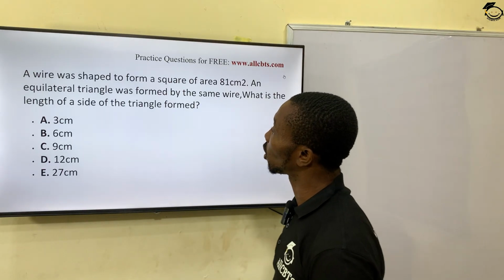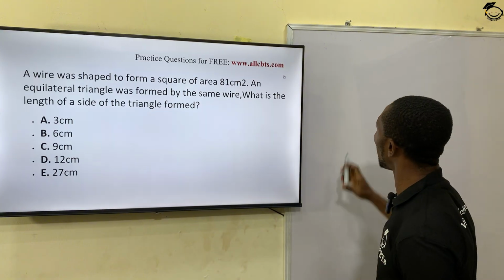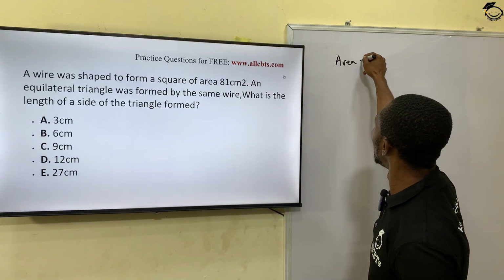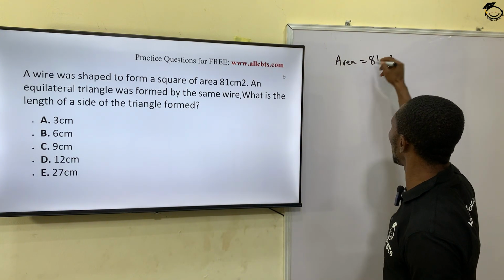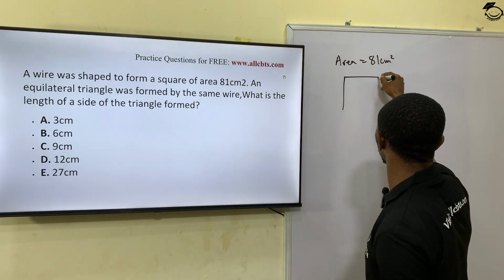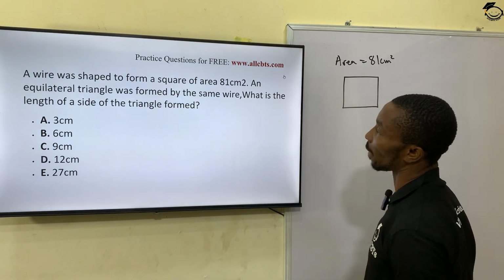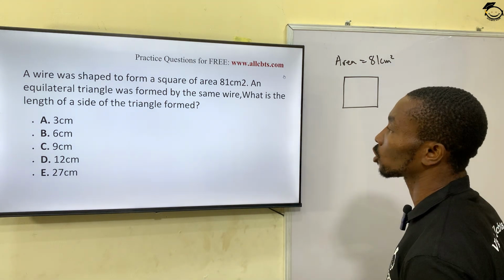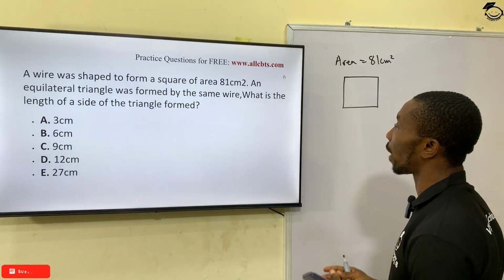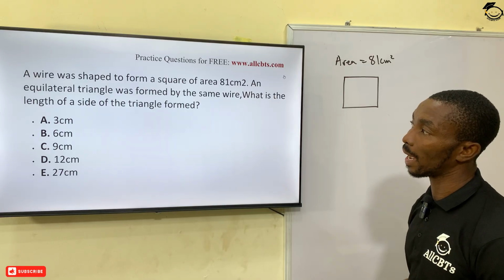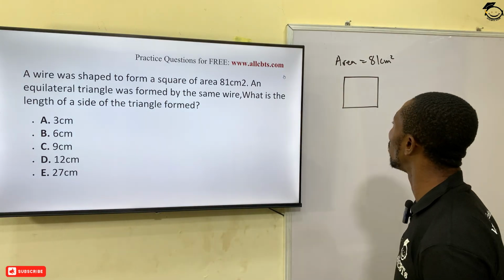A wire is shaped to form a square of area 81 centimeters squared. We have a square. Now an equilateral triangle was formed from the same wire. What is the length of the sides of the triangle formed?